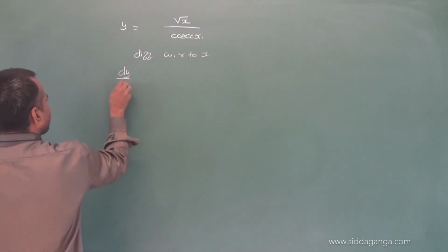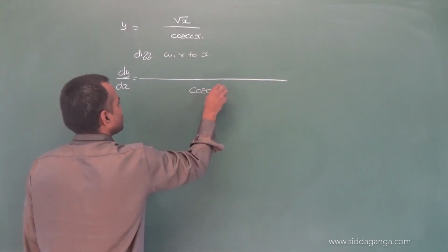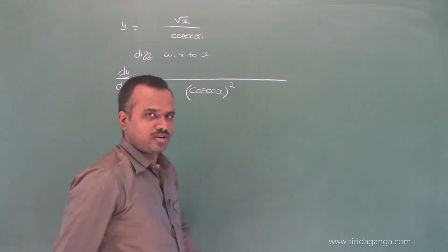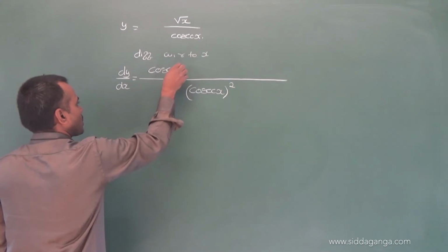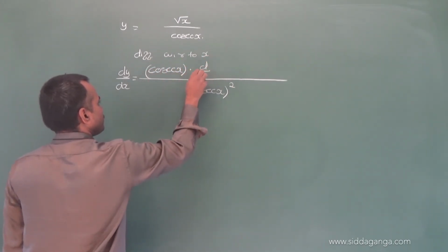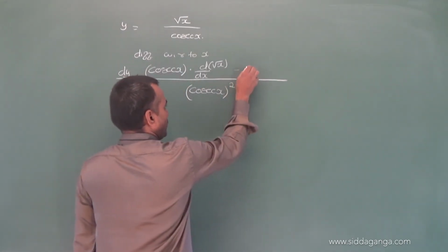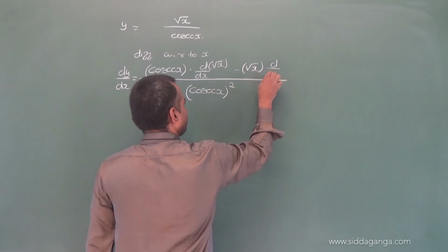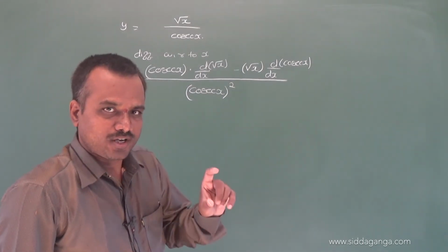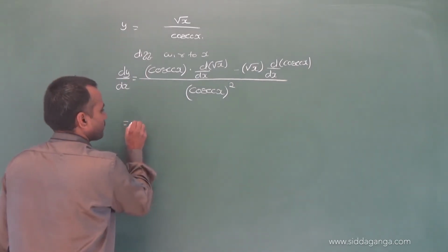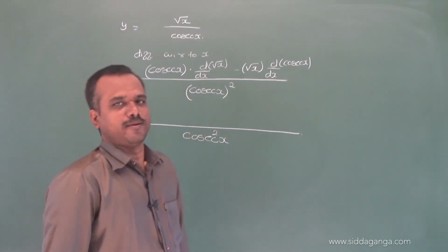dy by dx is, denominator, cosecant x whole square. Denominator square, denominator into derivative of numerator, correct, minus numerator into cosecant x, correct, numerator into derivative of denominator. Cosecant x whole square, cosecant square x, both are same. Correct? Both are same.